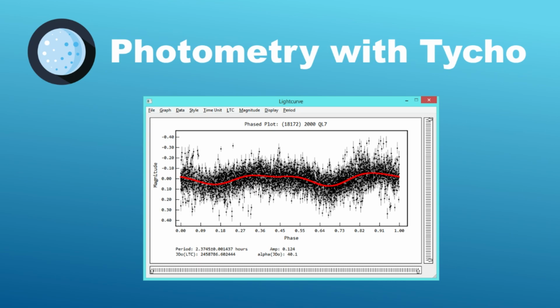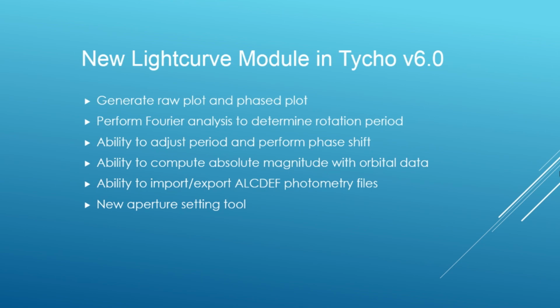So what you're looking at today is now version 6 of the Tycho software. This has the ability now to generate raw plot and phase plot graphs. You can perform Fourier analysis and determine the rotation period of the asteroid, as well as the ability to adjust period and perform phase shift. And once orbital data has been attached to the photometry set, you can then have the program compute absolute magnitude.